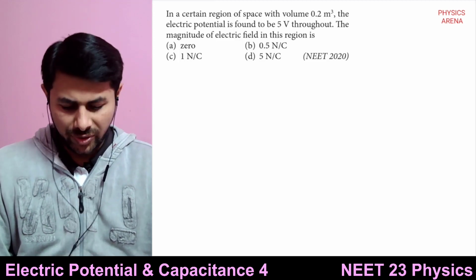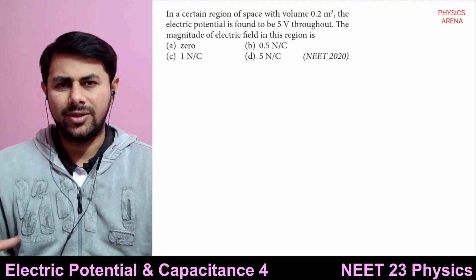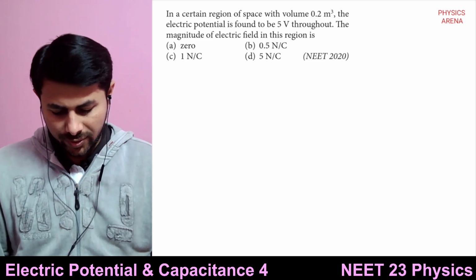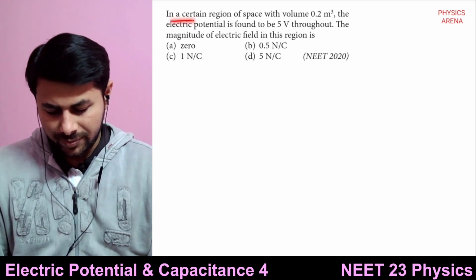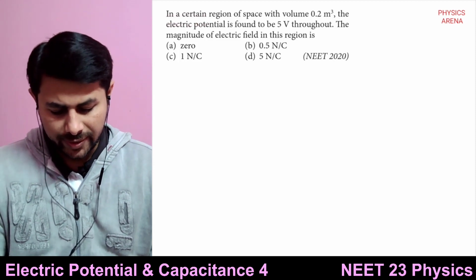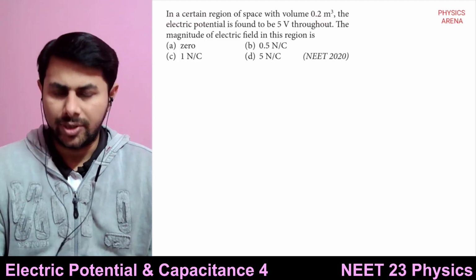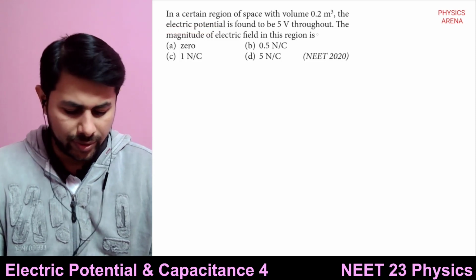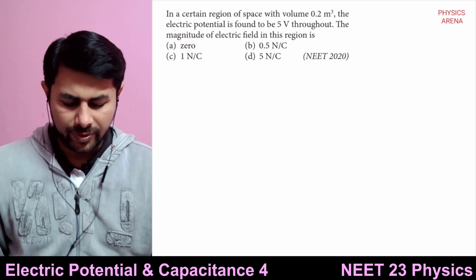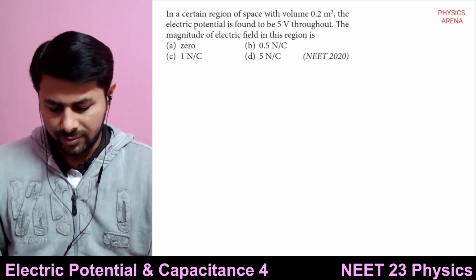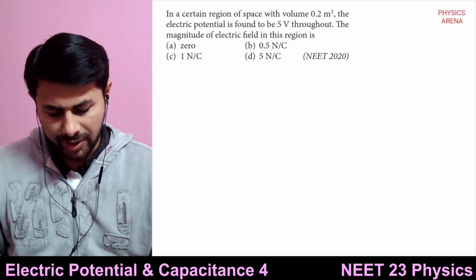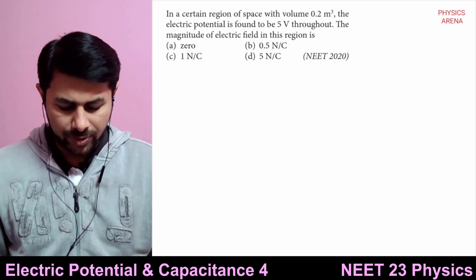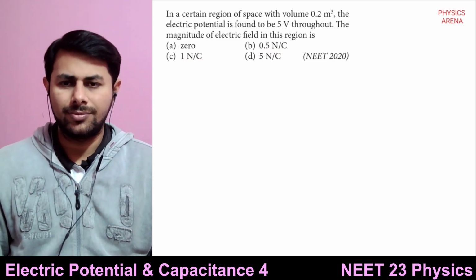Okay, so today we are going to solve some questions based upon the theory that we discussed yesterday, right? So let us see this first question. In a region of space with volume 0.2 meter cube, the electric potential is found to be 5 volt throughout. The magnitude of electric field in this region is: option A is 0, option B is 0.5 Newton per coulomb, option C 1 Newton per coulomb, and option D 5 Newton per coulomb.